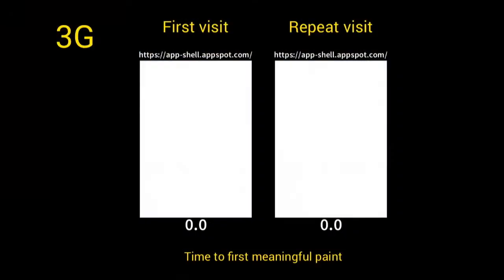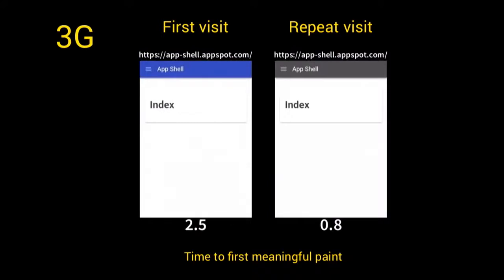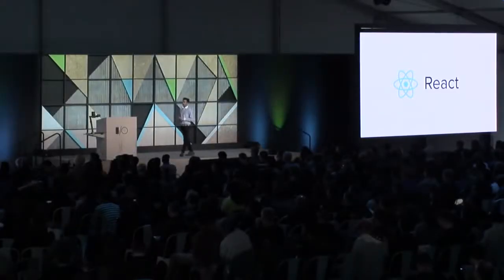And the performance wins of such a model are actually quite stark. What you'll see if this is working there is on repeat view, it's almost instant. This is like the simplest version of the application shell architecture we could come up with, and you've got instant performance for the repeat visit compared to the first visit where it took much, much longer. So let's talk about React.